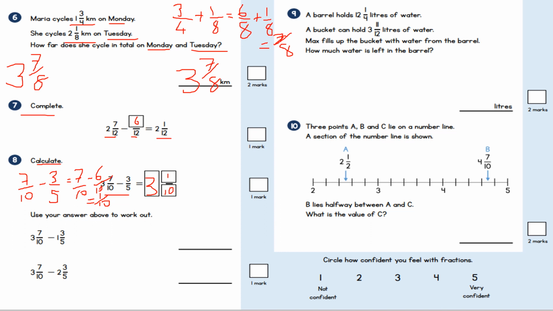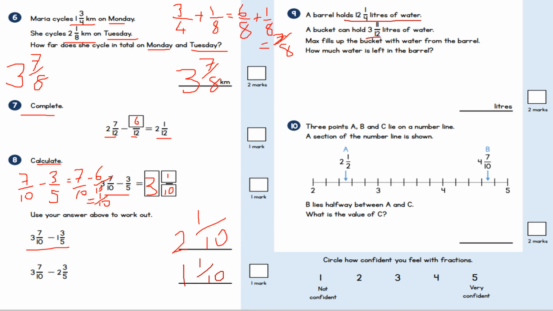so use your answer to work out this. Okay, so that will just be 2 and 1/10. Here I'm going to have 2. Sorry, I'm going to have 1 here. Sorry, I'm going to have 1 and 1/10. Okay. Question number 9. A barrel holds 12 1/4 litres of water.